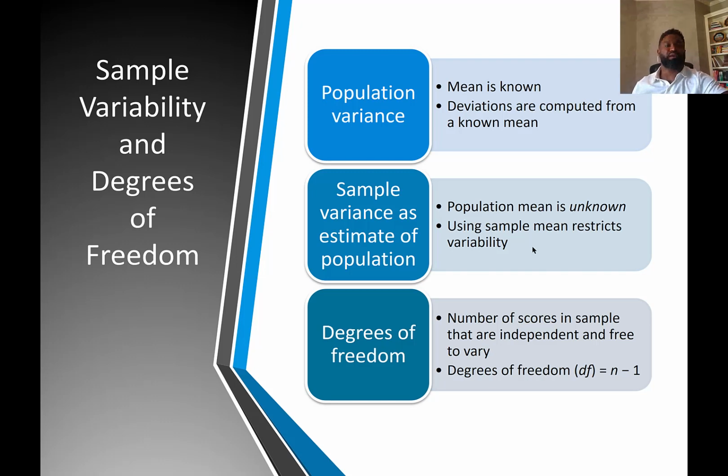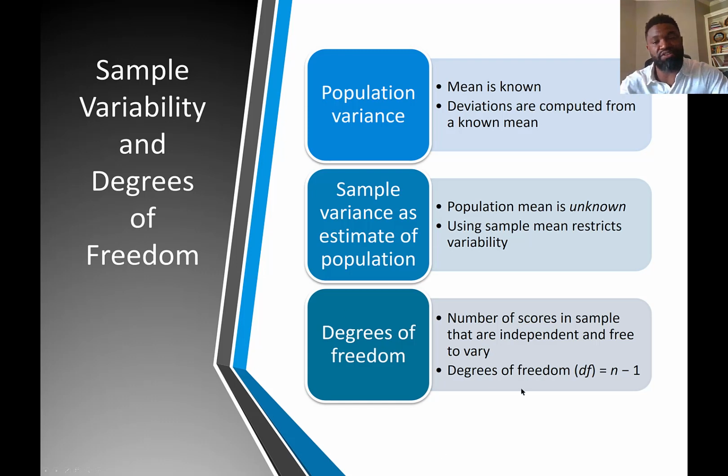So now we have the sample variability and degrees of freedom. So again, when we're talking about population variance, right? If we know the mean of the population, we can get those deviations from the known mean. The thing, though, when we're talking about a sample variance as an estimate of the population variance, again, we don't know what the population mean is. And so the problem with that is that we have a sample, and that sample mean is restricting our variability. Because again, remember, it's each score minus the mean squared. Well, if the mean isn't exactly what the mean is supposed to be, because it's not the population mean and we don't know that, that's where this bias comes from.